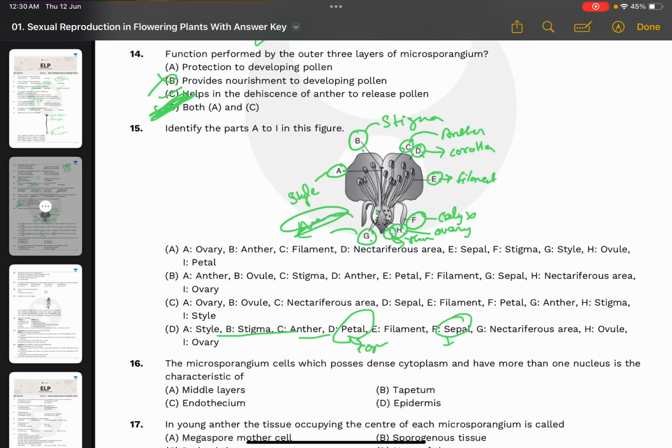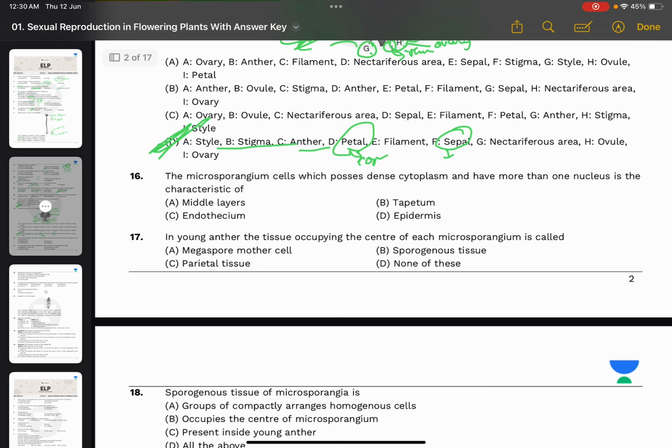And H is ovule. Okay, baby, it's ovule, and I is ovary. So this is the answer. The microsporangium cell which possesses dense cytoplasm and has more than one nucleus, that's the tapetum.